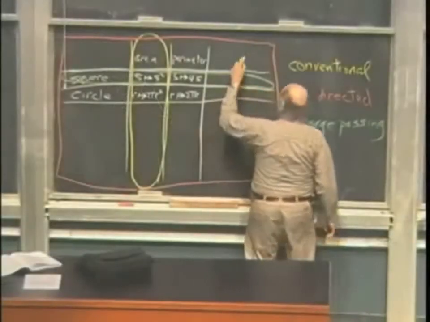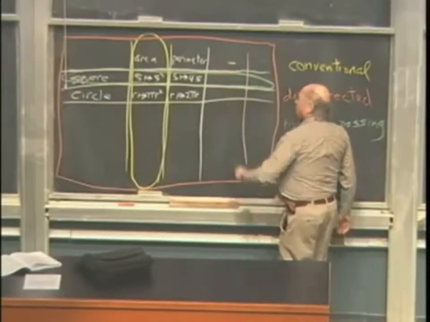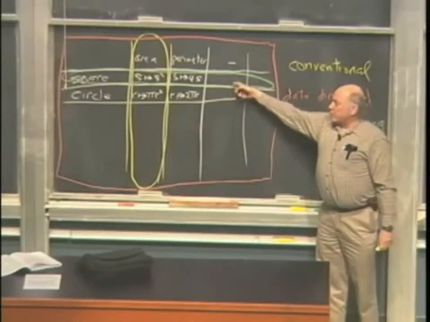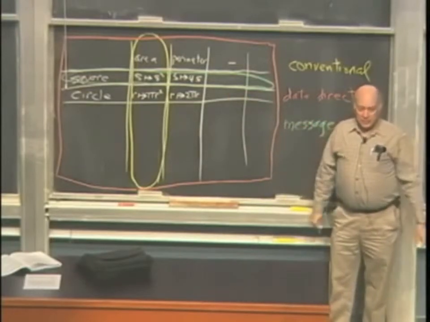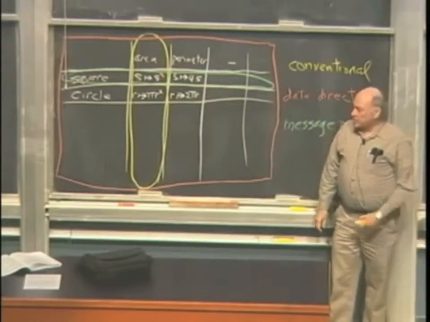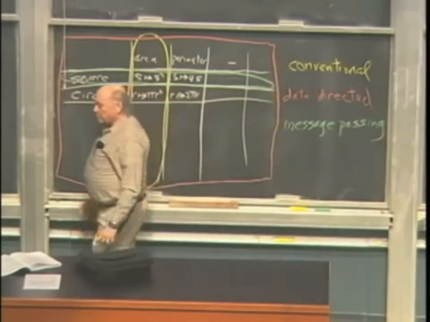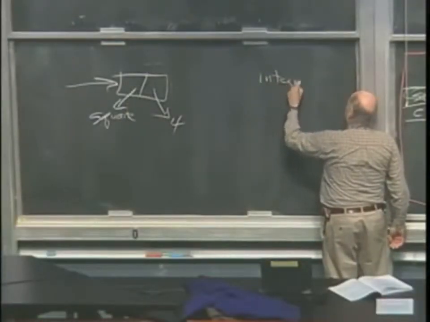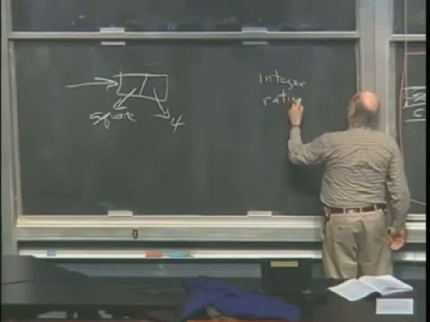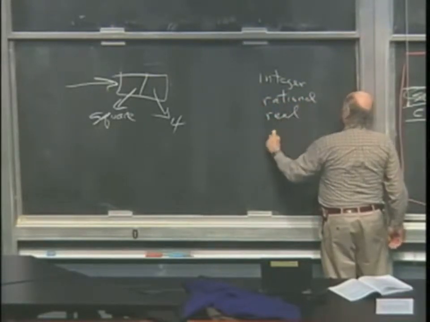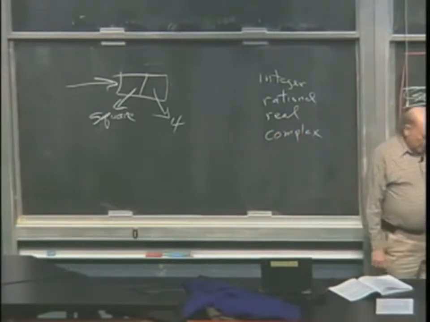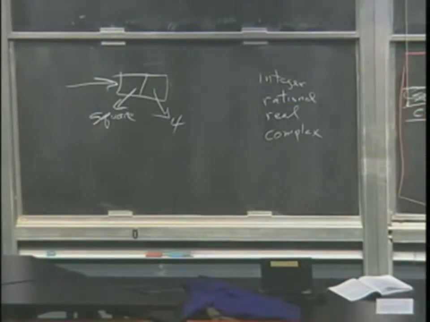I want to add a minus column to this table. I'm going to leave these blank. Squares and circles, you don't do minus on. But what we do minus on is numbers. Numbers, for purposes of today's discussion, come in 4 flavors. Integer, rational, real, and complex. OK. So if I have 4 kinds of numbers, how many rows do I have to add to the table?